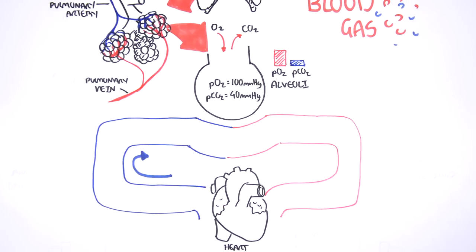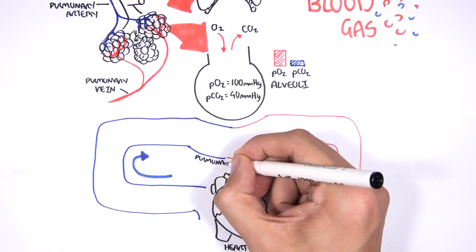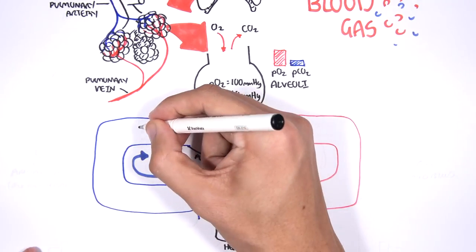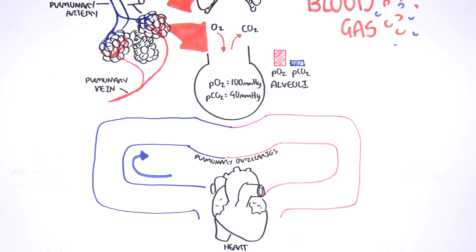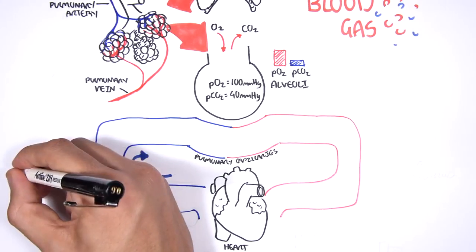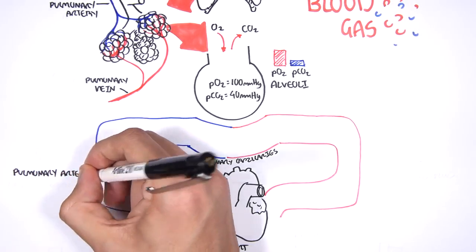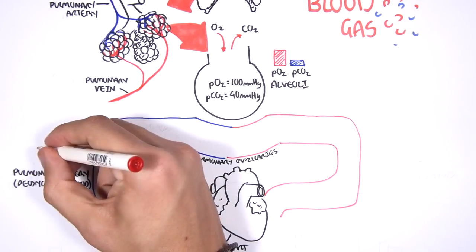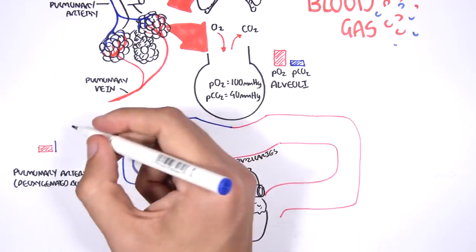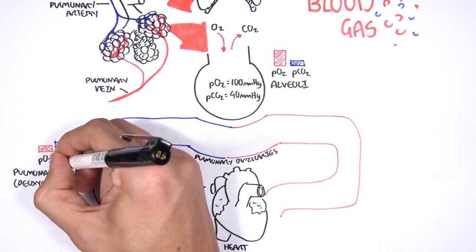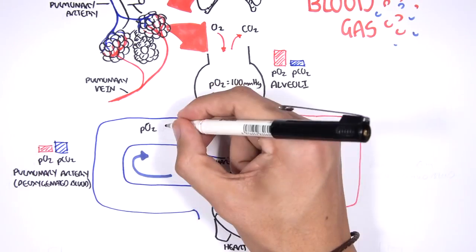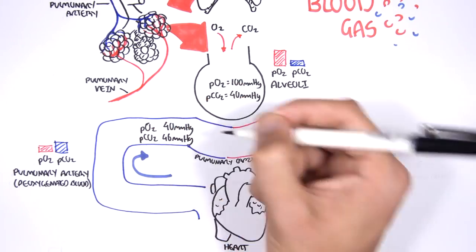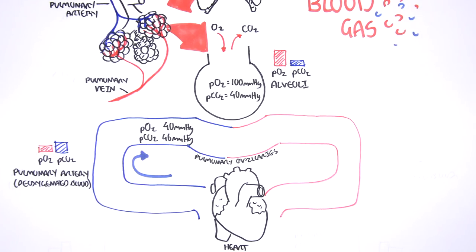Now, as I mentioned, or if I didn't mention, I'm mentioning it now, the heart will pump deoxygenated blood to the lungs through the pulmonary artery. Now, the pulmonary artery has a slightly higher partial pressure of carbon dioxide than oxygen. So the partial pressure of oxygen is about 40 millimeters mercury, and the partial pressure of carbon dioxide is about 46 millimeters mercury.